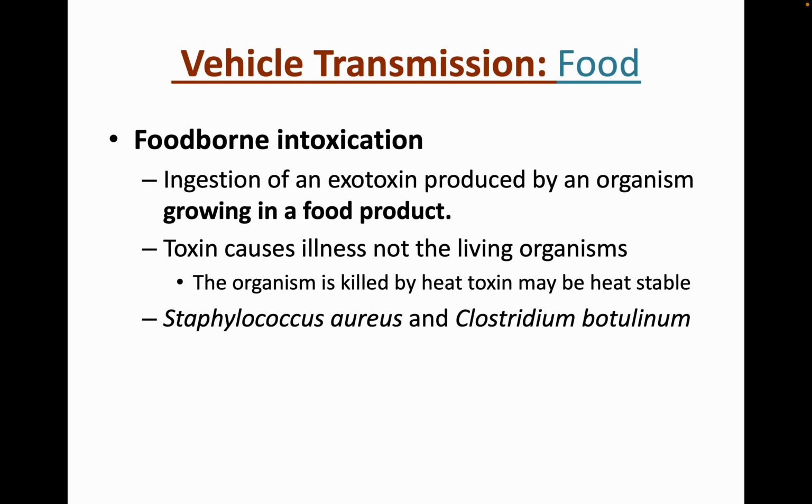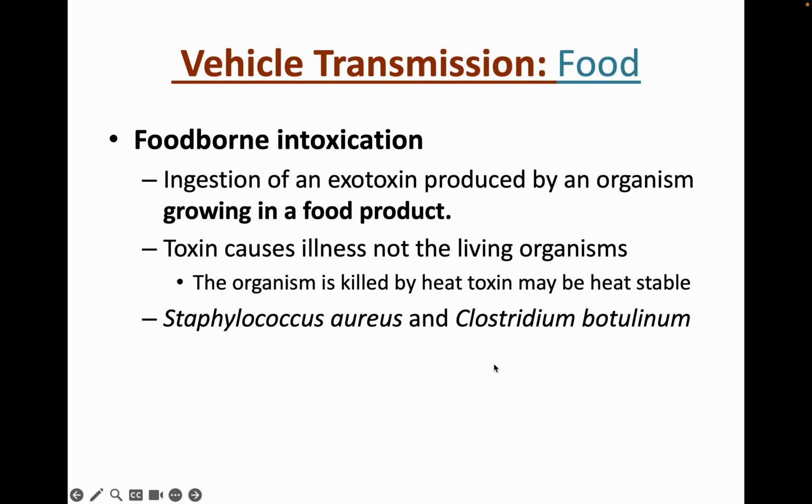All right, let's talk for a moment about foodborne intoxication. This is the ingestion of an exotoxin produced by an organism growing in a food product. So, a toxin produced by a microbe growing in food. The toxin causes the illness, not the living microbe itself. The organism is killed by heat, so even if you cook your food thoroughly, you may still get sick from the toxin. And so often these toxins are heat stable. So some examples of this are Staphylococcus aureus and also Clostridium botulinum. Clostridium botulinum is what causes botulism.